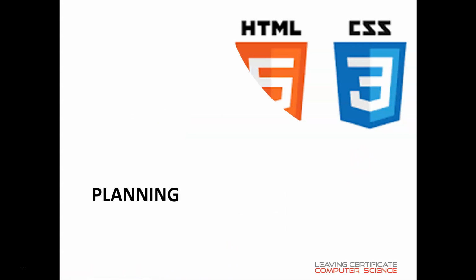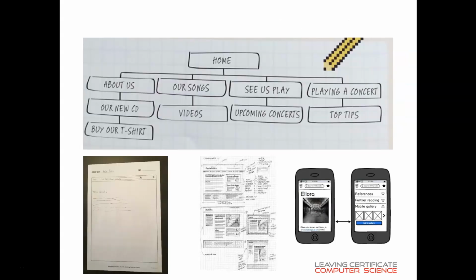So the first topic we look at when we're designing our website is to actually do some planning. It's very important to spend some time on the basic layout of your website before you get stuck into coding it. So the first thing that you should be doing is designing a sitemap with pen and paper, something that shows you what your pages are going to be about and how they're going to be linked together.